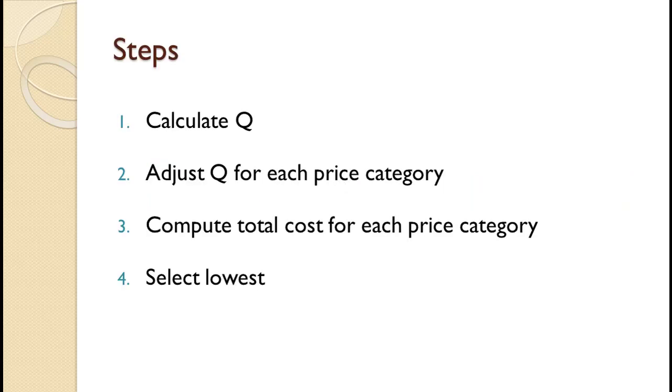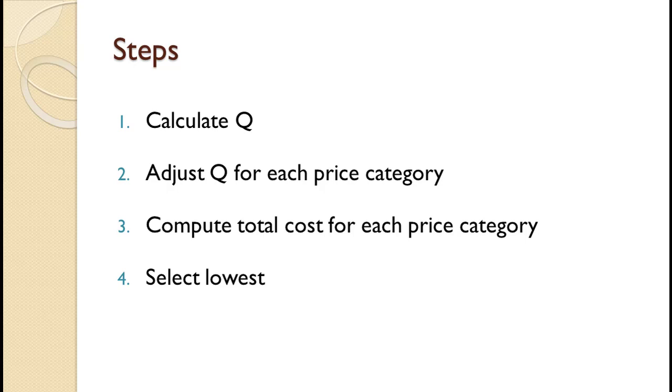The steps are as follows. First, calculate Q, the economic order quantity. With fixed holding cost, there will only be one Q regardless of the purchase price. In the next tutorial, we will see that there is a separate Q for each price category when there is variable holding cost. Second, adjust the Q value for each price category. This will make more sense when we work an example. The calculated Q value will only be valid for one set of prices. It will be too high or too low for the other categories. Being valid is called feasible, and being too high or too low is called infeasible.